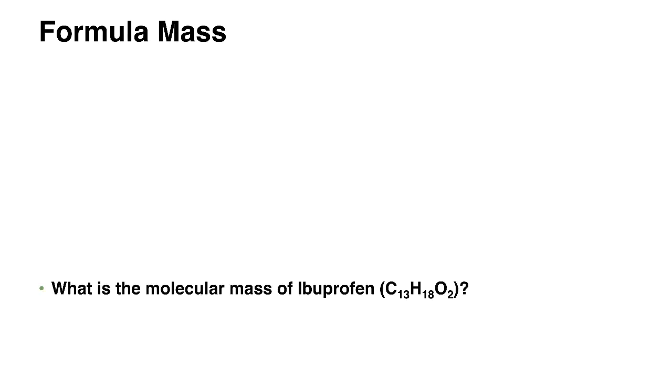So here's the formula for ibuprofen or Motrin, and why don't you stop the tape at this point and on a piece of paper see if you can figure out what the formula mass or the molecular mass is. And I'll tell you that carbon is 12.01 AMU, hydrogen is 1.008 AMU, and oxygen is 16 AMU. So stop the tape at this point and see what you get.